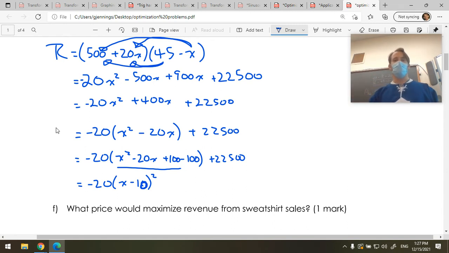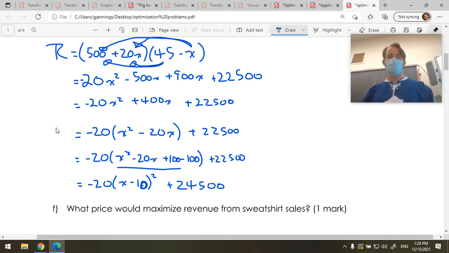That's your vertex. And then you take this negative 100, multiply it by negative 20, and so that's plus 2,000. Negative 20 times negative 100, positive 2,000. So you're increasing your profit by $2,000 by changing the price 10 times. And then we're going to add that to this. So that's going to be plus 24,500. That's this plus 2,000.